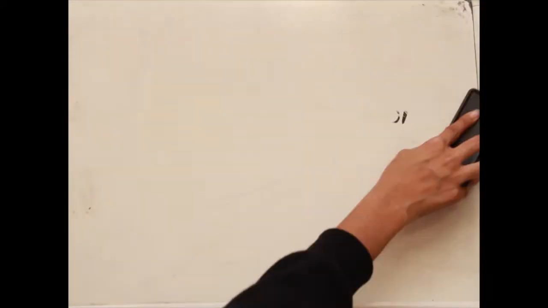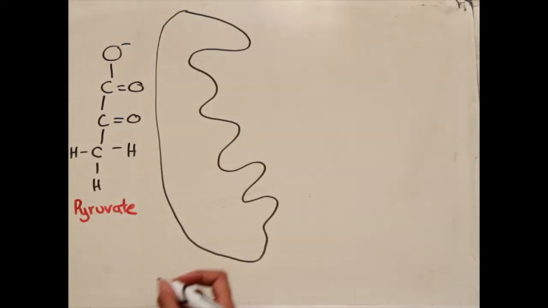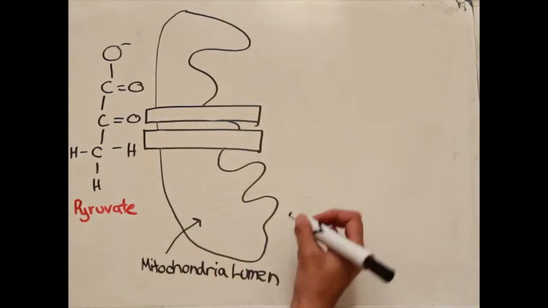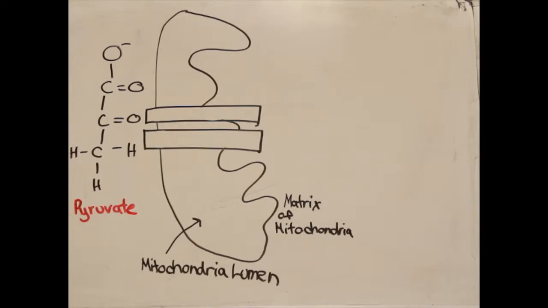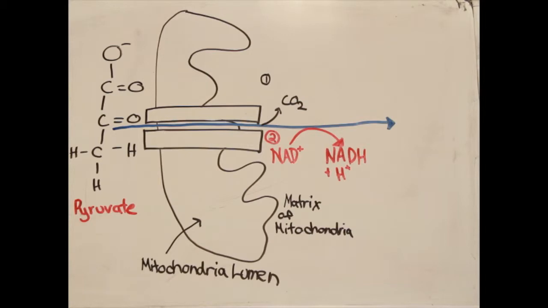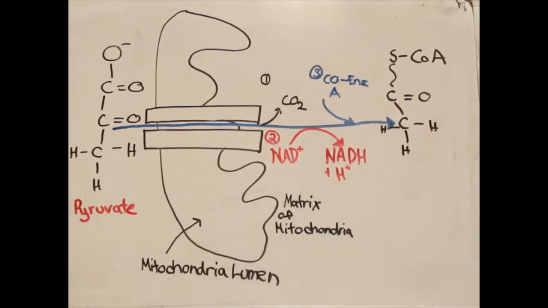In order for pyruvate to enter the mitochondrion, it must be oxidized. This is what's called pyruvate oxidation. As the pyruvate passes through the mitochondrial membrane by transport enzymes, the carboxyl group in pyruvate is removed, releasing CO2. Then NAD+ is turned into NADH, and coenzyme A is added to make acetyl coenzyme A. The acetyl coenzyme A can now enter the Krebs cycle.